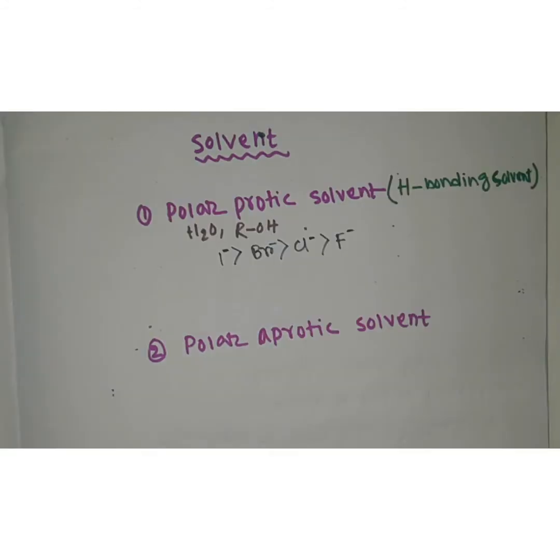And in polar aprotic solvent like DMSO, acetone, this order is dramatically reversed, and the most basic nucleophiles are also the most nucleophilic.